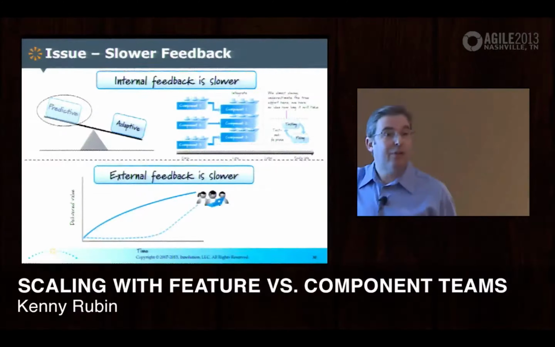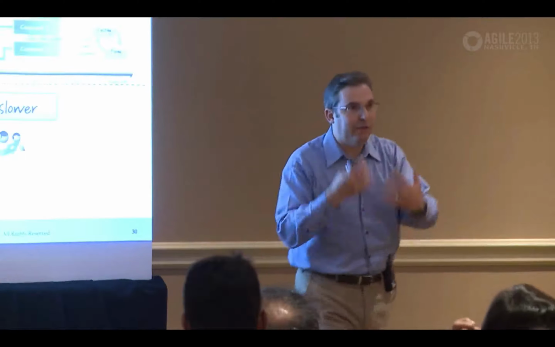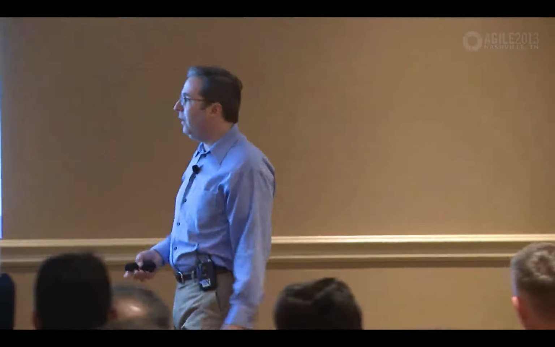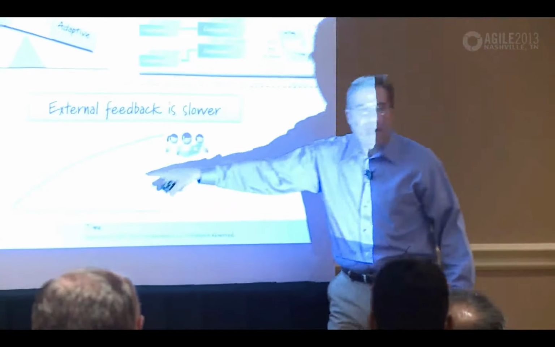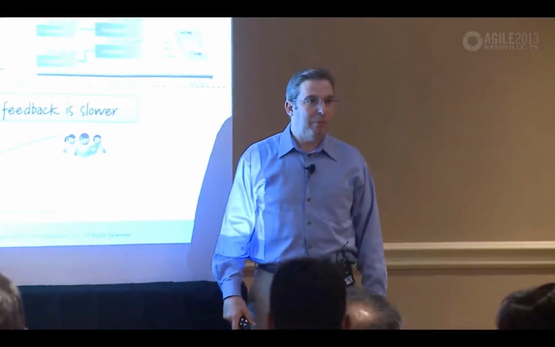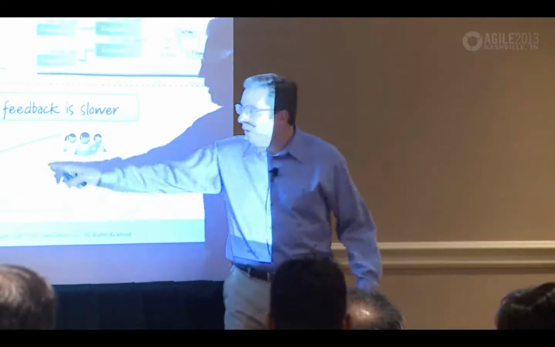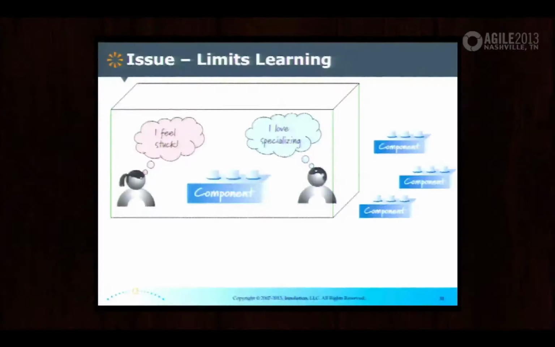I also get external feedback slower. Why? Until I put all the pieces together and actually show it to a customer to get their feedback, I don't know whether or not I built anything that truly meets their needs. And typically we're on the dashed line in that example because we bring things together late, so we're not delivering value until later in the process. That has some unfavorable economic characteristics to it, right, when you start looking at structuring teams this way.